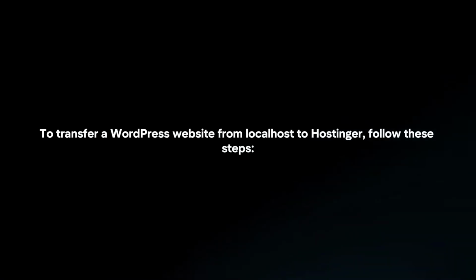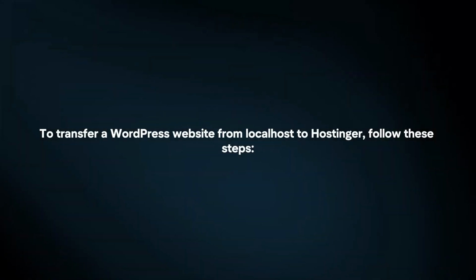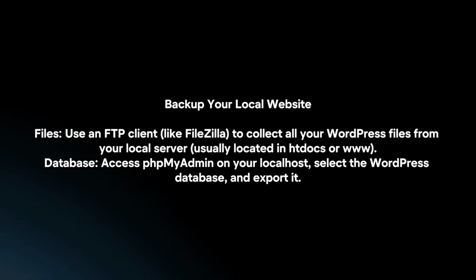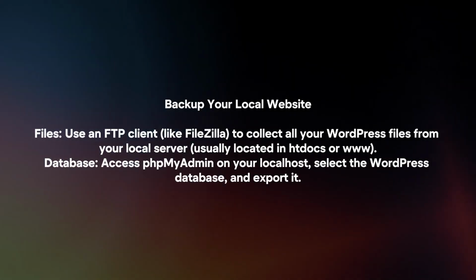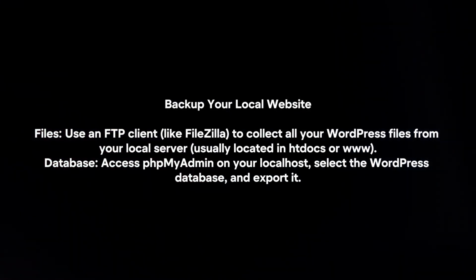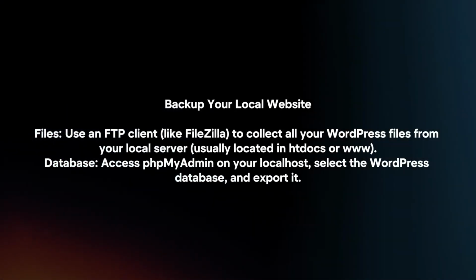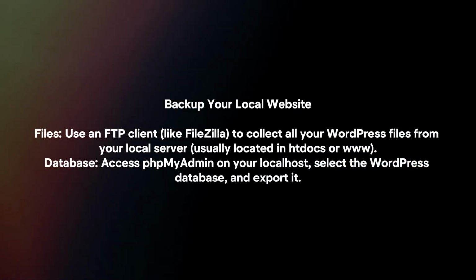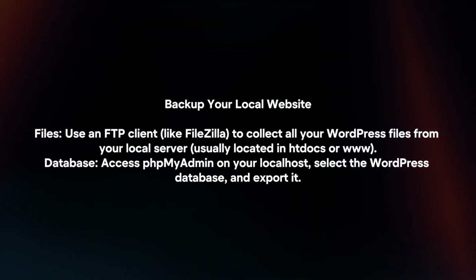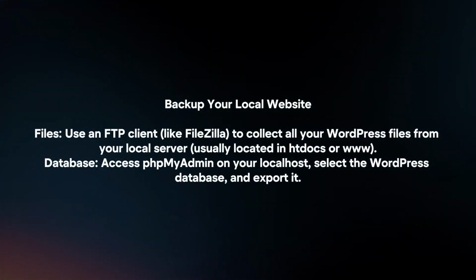To transfer a WordPress website from localhost to Hostinger, follow these steps. Back up your local website. Files: use an FTP client to collect all your WordPress files from your local server. Database: access phpMyAdmin on your localhost. Select the WordPress database and export it.